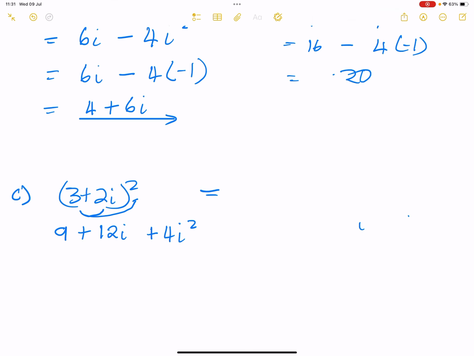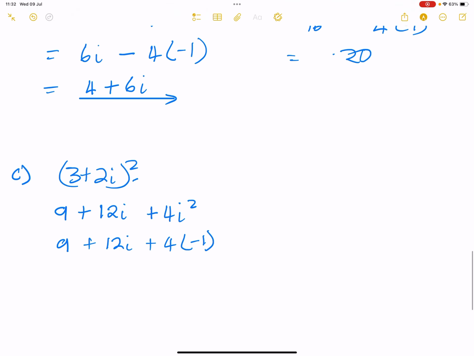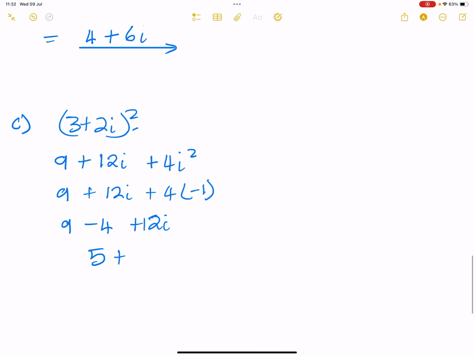But please remember that you can apply that method of multiplying inside the two brackets, okay? Right, so now let's go for it. So we've got 9 plus 12i plus 4 times i squared, which is negative 1. And so I've got 9, 4 times negative 1 is negative 4. So 9 minus 4 plus 12i. And so what this will give me is 5 plus 12i.